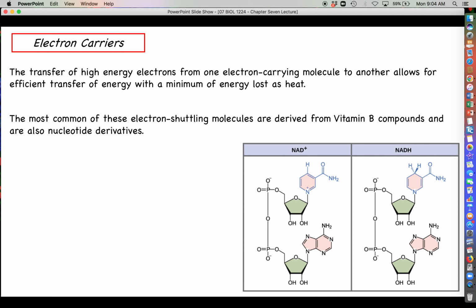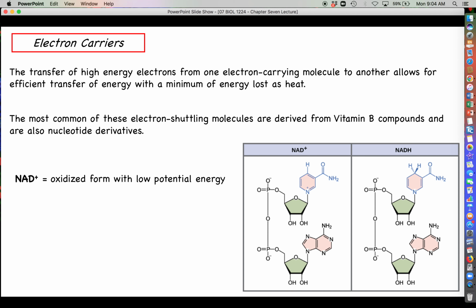A lot of the electron shuttling molecules that we're going to see here, including both NADH and FADH2, are derived from vitamin B compounds. One of them, NADH, is derived from niacin, and the other one, FADH2, is derived from riboflavin. Those are both vitamin B compounds. So again, a shining example of why you need to obtain your vitamins through your intake of food.